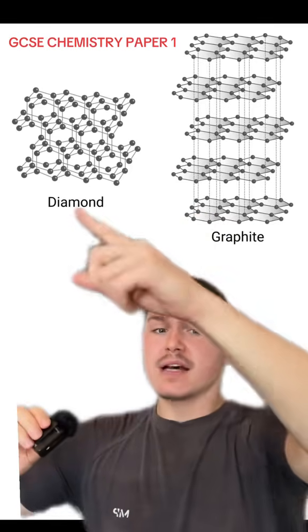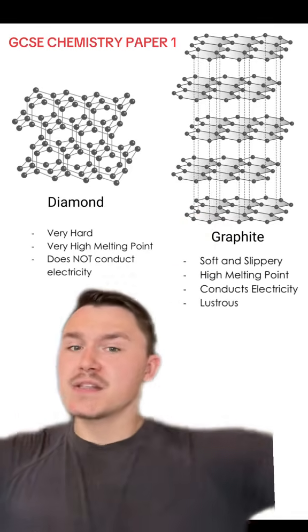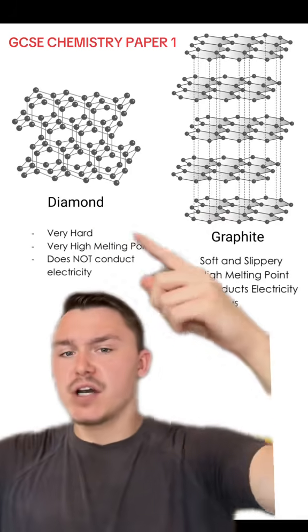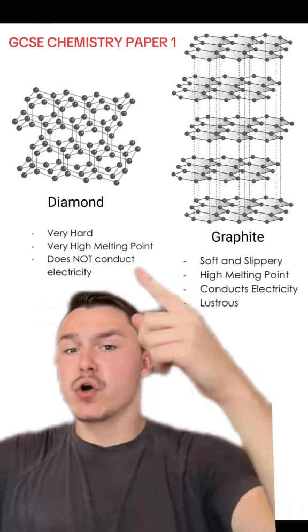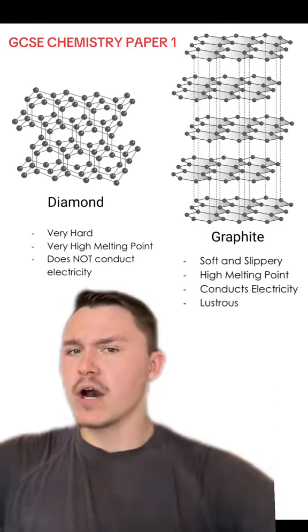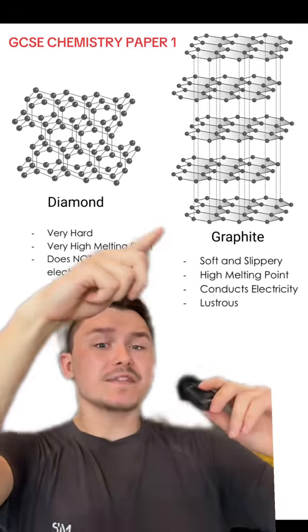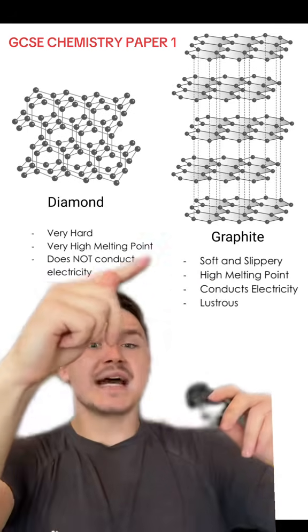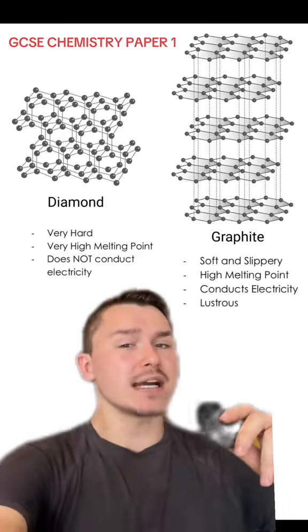Chemistry paper 1, diamond versus graphite. Let's learn about them. Firstly, look at their properties. So diamond's very hard, has a very high melting point, and does not conduct electricity. We're going to look at why in a second. And with graphite, it's soft and slippery, it's got a high melting point, and it conducts electricity. And again, we'll look at why in a moment.